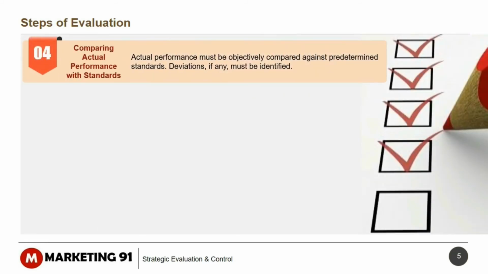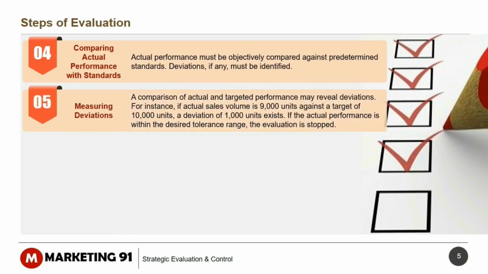Comparing actual performance with standards. Actual performance must be objectively compared against predetermined standards. Deviations, if any, must be identified. Measuring deviations. A comparison of actual and targeted performance may reveal deviations. For instance, if actual sales volume is 9,000 units against a target of 10,000 units, a deviation of 1,000 units exists. If the actual performance is within the desired tolerance range, the evaluation is stopped.